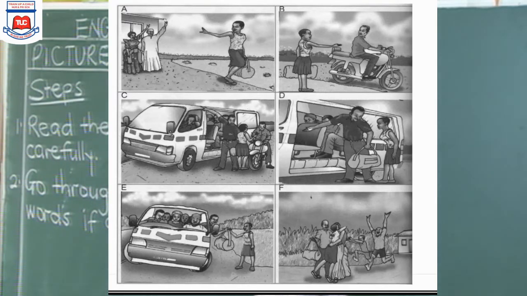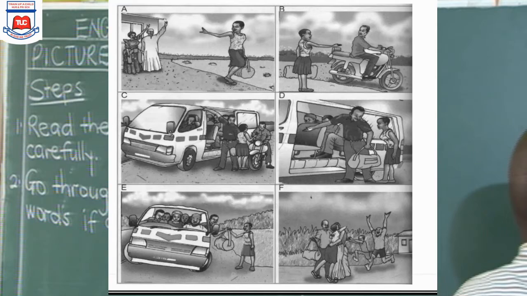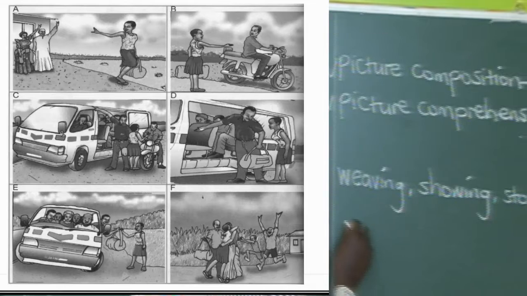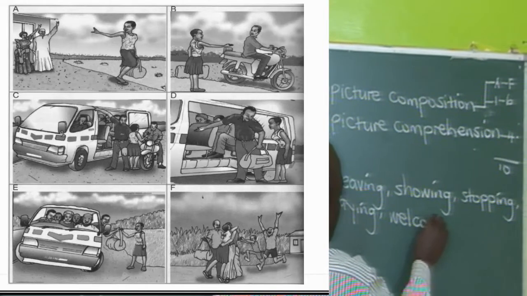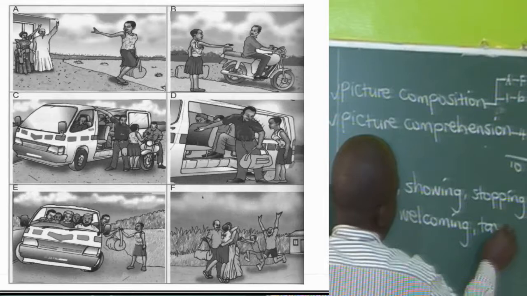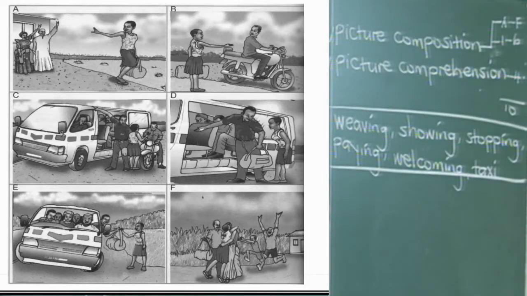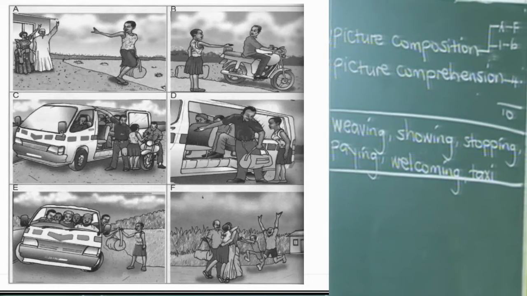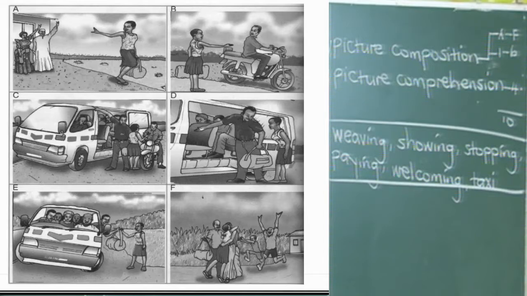The given words for Ruth's pictures were waving, showing, stopping, paying, welcoming, then taxi. So these are the given words, where our step 2 is saying go through the given vocabulary words, if any. But if they are not given, fine, you still have to study the picture. Step 3 is telling us study the pictures carefully.